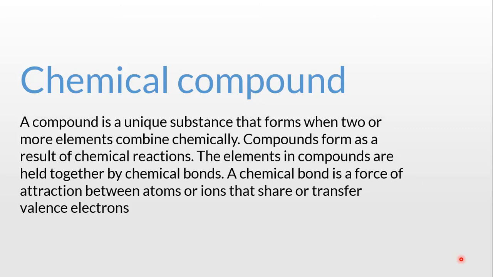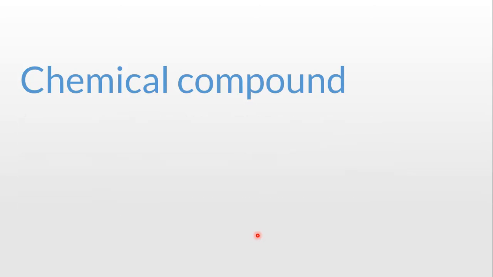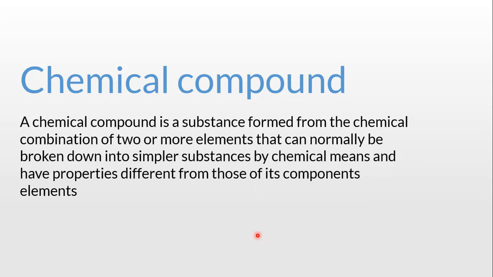So in the chemical bond, we are saying that the chemical bond is actually a force of attraction. So what is attracting the atoms of the elements together to form the compound is what we are calling the chemical bond. Then we can define a compound or a chemical compound as a substance formed from the chemical combination of two or more elements that can normally be broken down into simpler substances by chemical means and have properties different from those of its component elements.